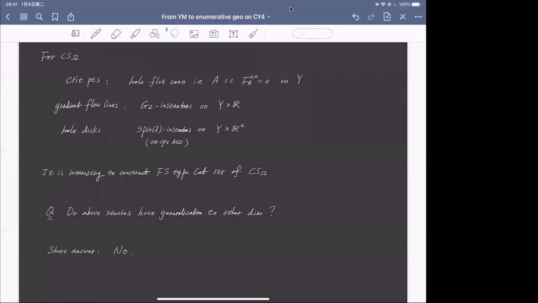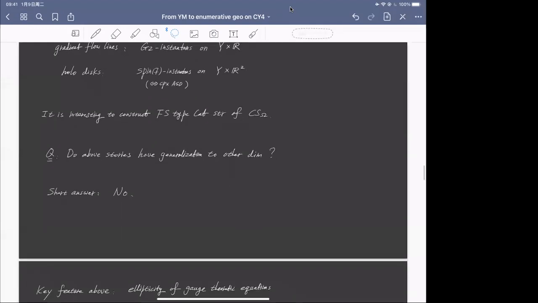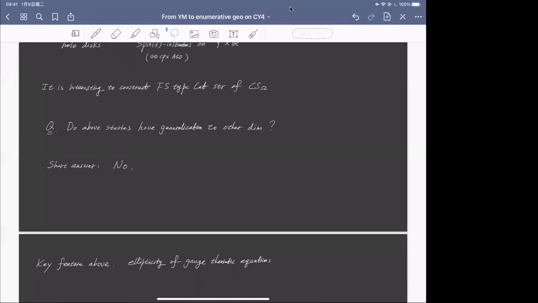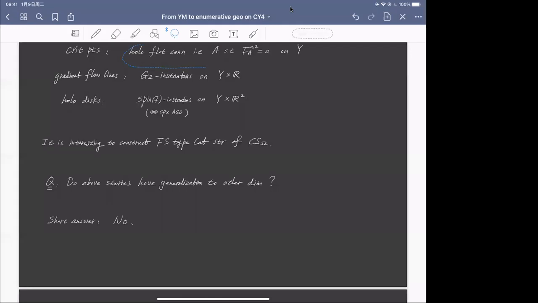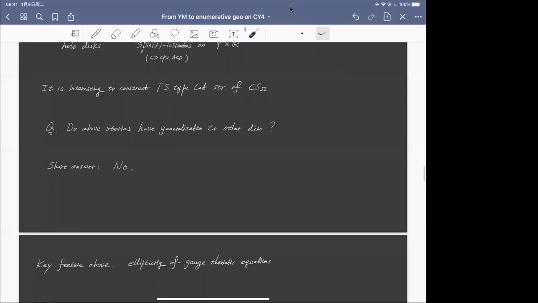Okay, they're very special. So remember that the key features of all these equations, holomorphic flat or G2 or whatever, I didn't explain, but I explained the complex anti-self dual. These are elliptic equations. So the key point is the ellipticity of this gauge theoretical equation. This is a very key point.